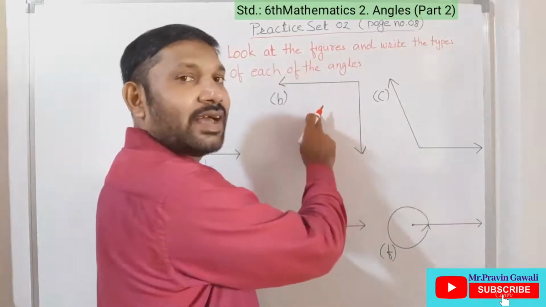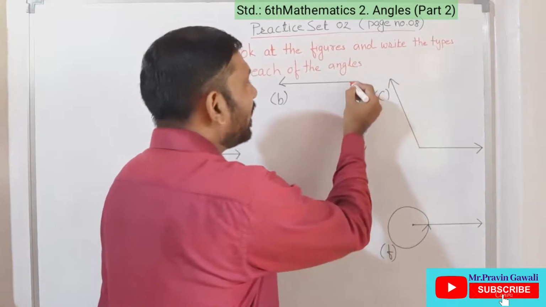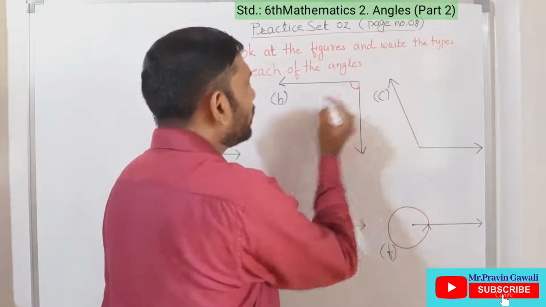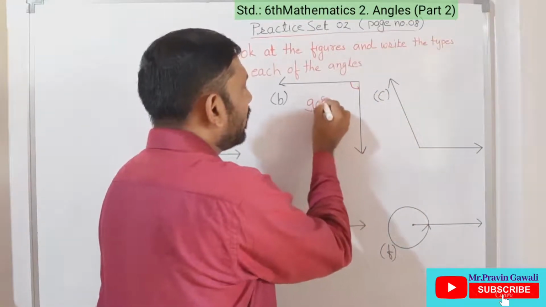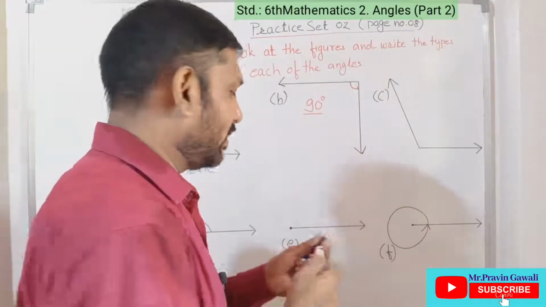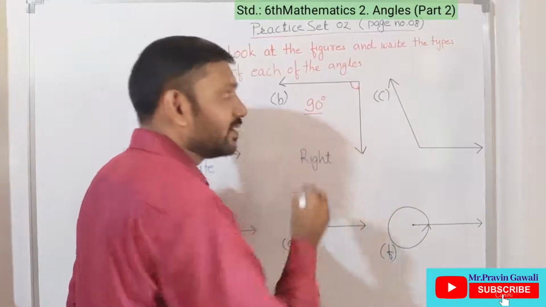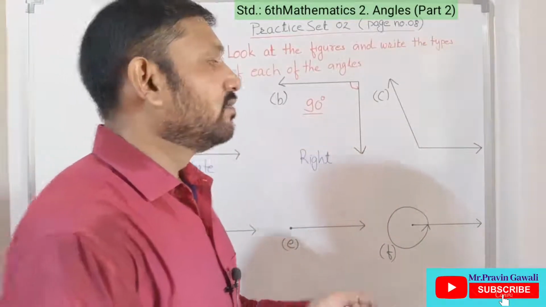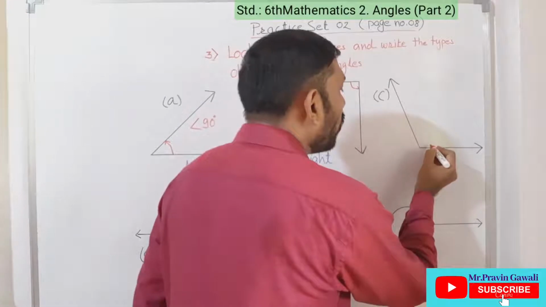The B angle or B figure is what? 90 degree. And we know what do we call? It is 90 degree. So it is called as right angle. Now student, see this angle, it is more than 90 degree.